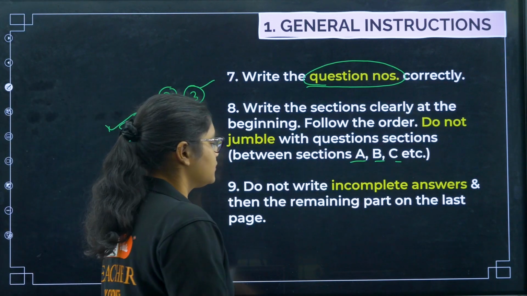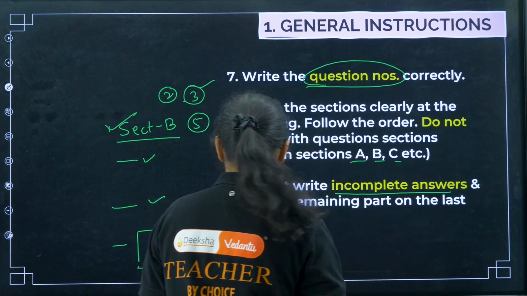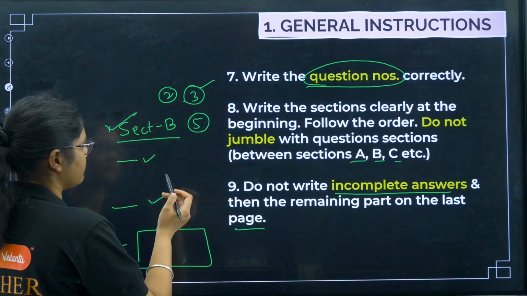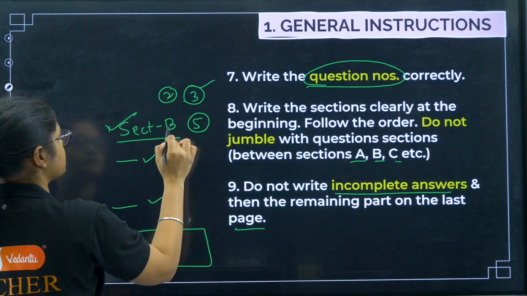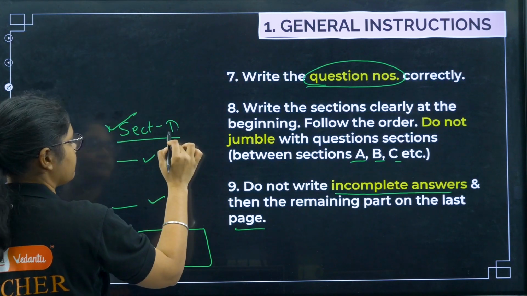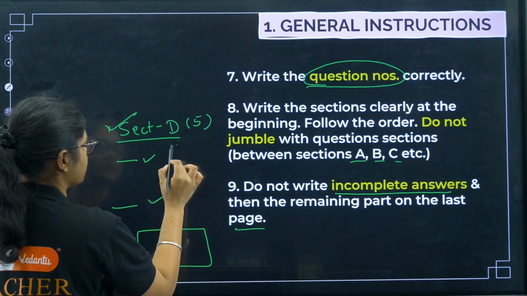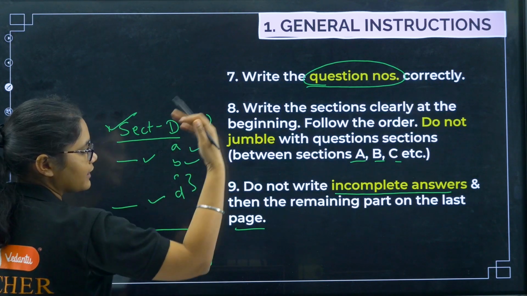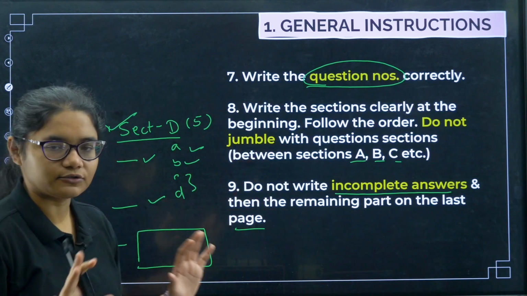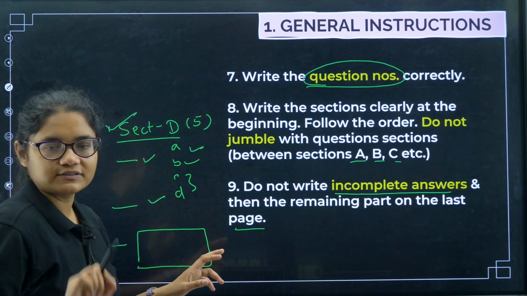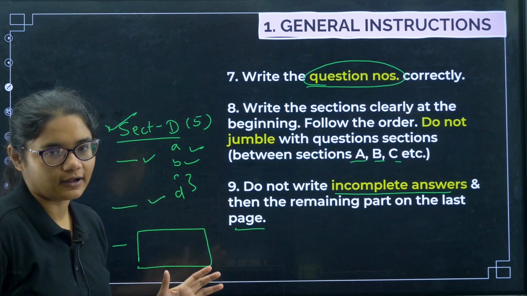Next, do not write incomplete answers and then the remaining part on the last page. For example, you have a 5 marker question. Suppose we have section D, where we have a 5 marker question with parts A, B, C, D. You have written A and B, and C, D you are writing at the end of the paper. That will also not be evaluated. Please do not do this. If you do not know the answer, put C, D, leave the space, you can write it later.